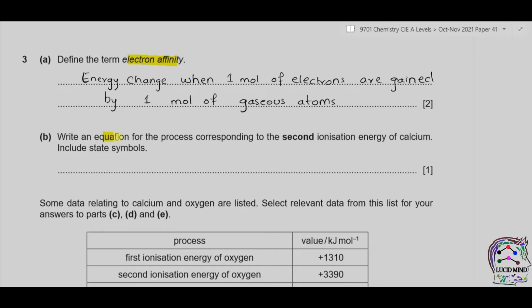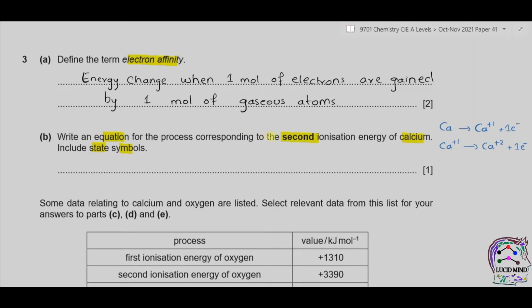Part B, write an equation for the process corresponding to second ionization energy of calcium. Include state symbols. Now we know that in ionization energy electrons are lost. Calcium will lose 1 electron in first ionization energy and form calcium plus plus 1 electron which is lost. And in the second step calcium will lose another electron to form calcium 2 plus, plus another electron which is lost.